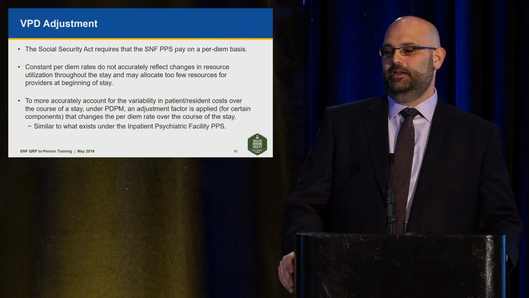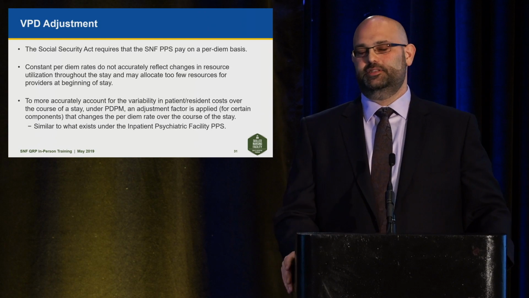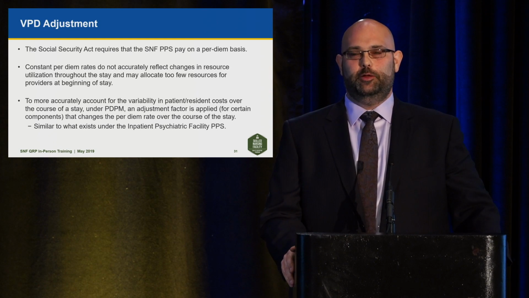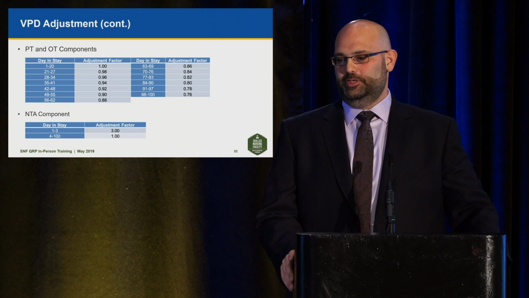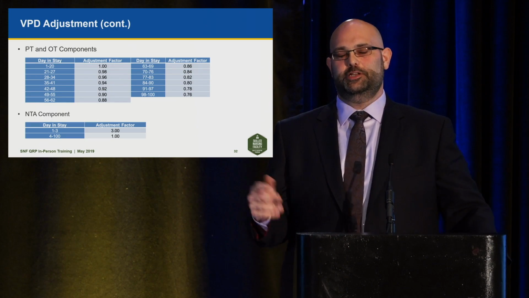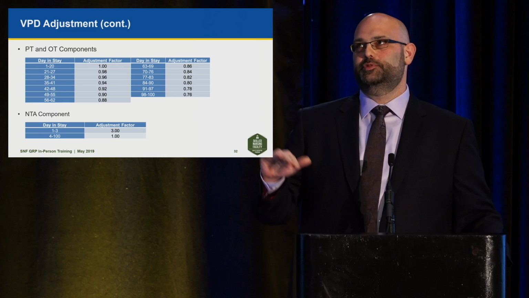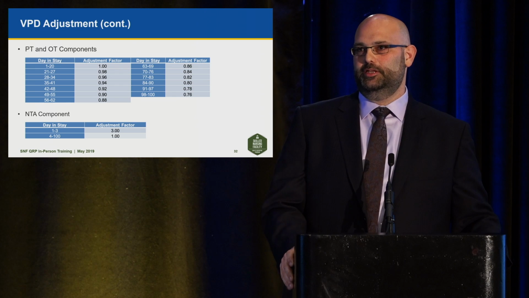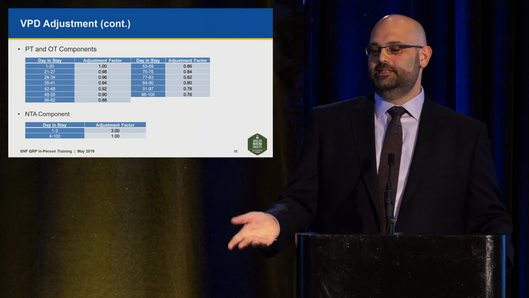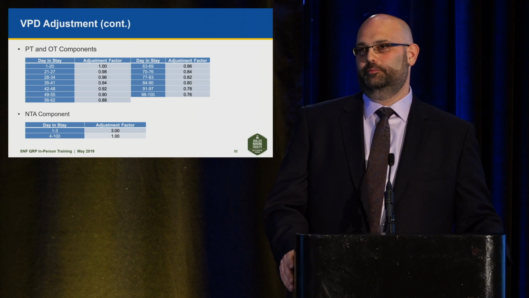The other big change, again, is the variable per diem adjustment. As I mentioned before, it's a per diem system. The current system has a constant per diem rate allocated to you for your resources at the outset of the stay, and so to improve the accuracy of the system, we introduced the variable per diem adjustment. And here you can see the two schedules that we use for the PT and OT component. It starts at a 1.0 adjustment factor for the first 20 days, and then goes down by 2% every 7 days. So it's a pretty nice stepping process. NTA is front loaded: for the first 3 days, you get 3 times the per diem rate, and then it goes to more of a regular rate for days 4 through 100.